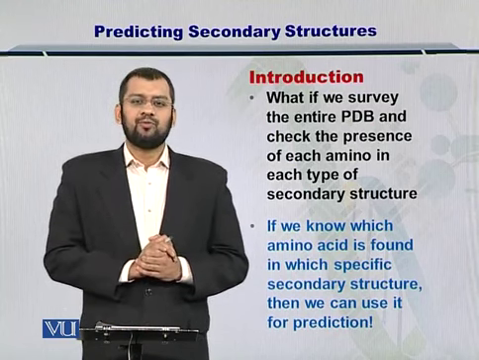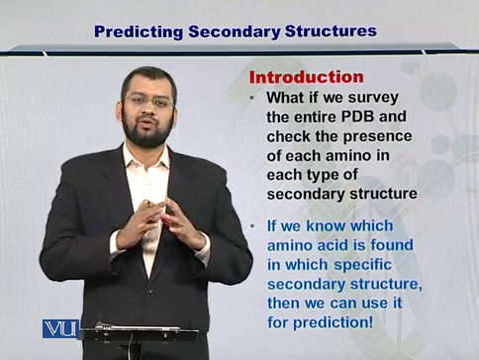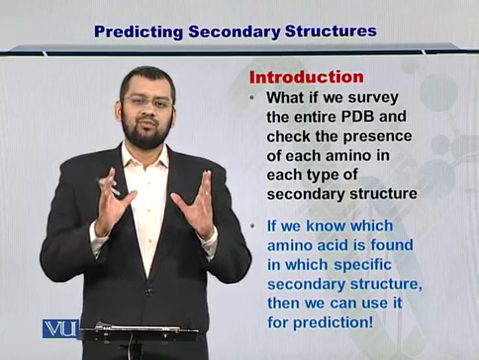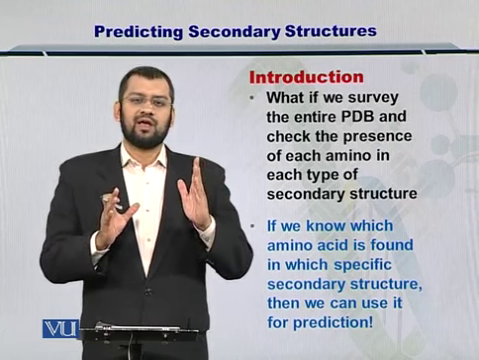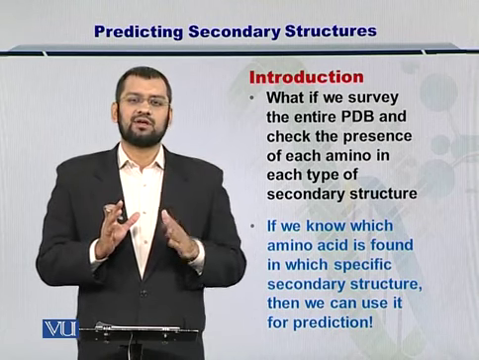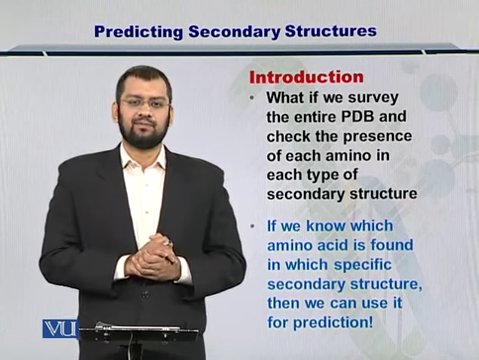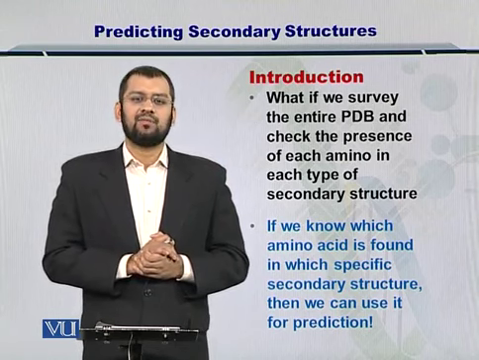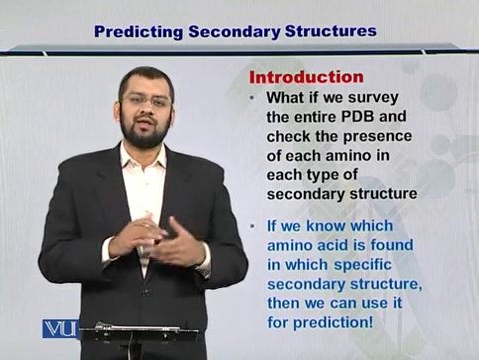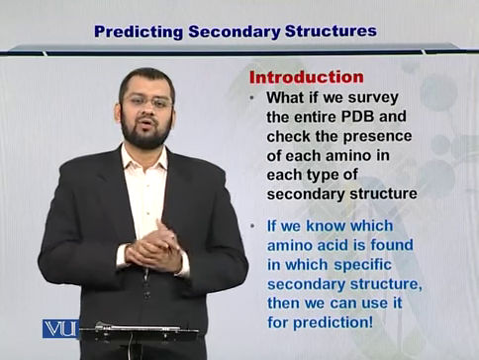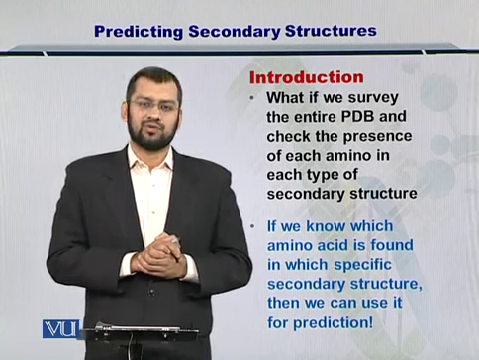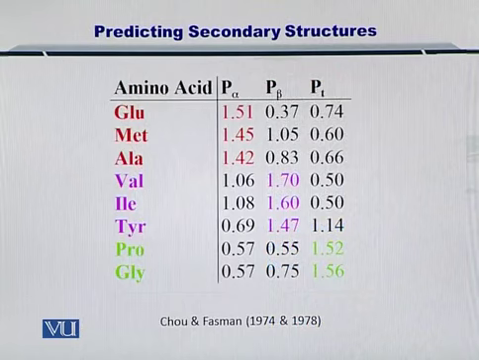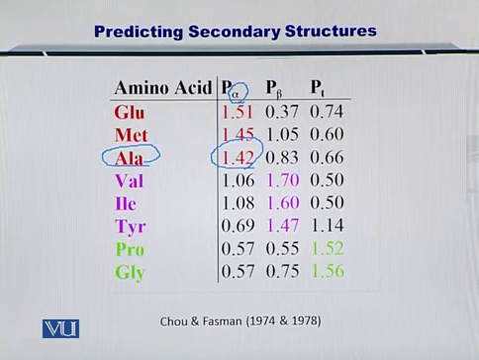Now, what if we run such a survey on the entire PDB and we see which amino acid exists in which secondary structure in how many numbers? So such a statistic can be extremely useful in predicting the secondary structure folding of the primary structure or the sequence. In this table, I show you such a statistic wherein alanine has been shown to have a very high propensity for forming an alpha helix.